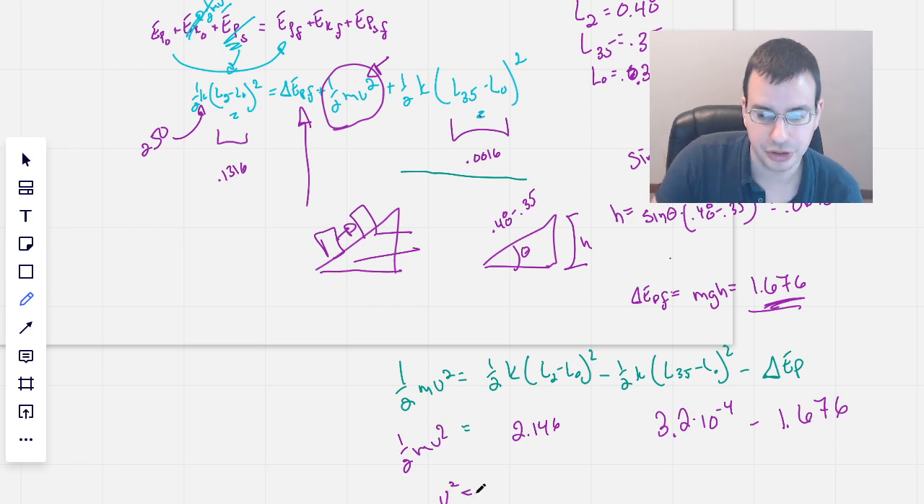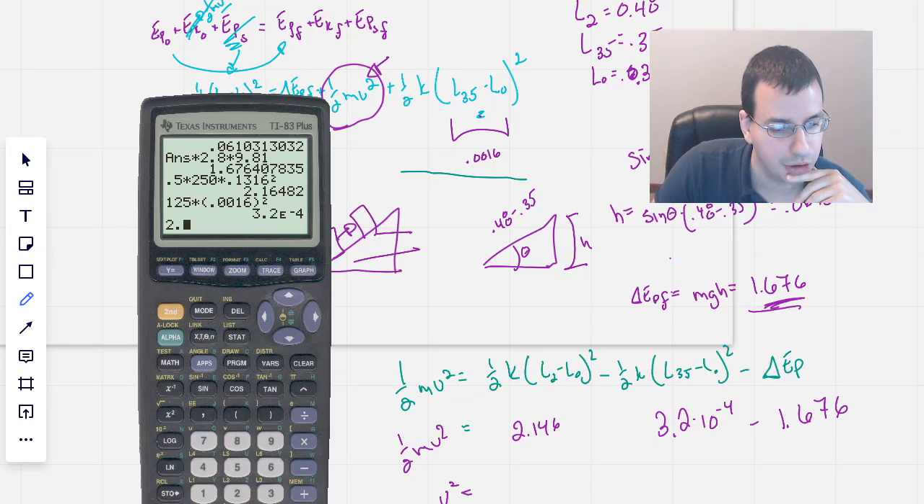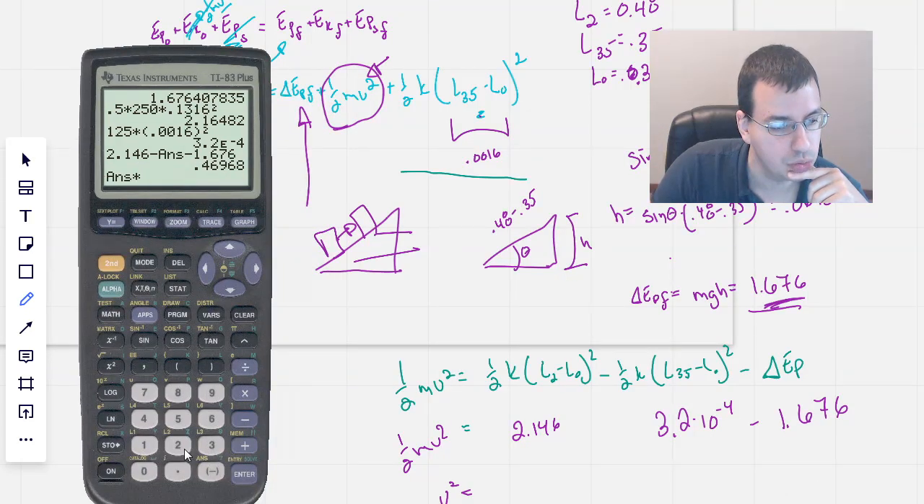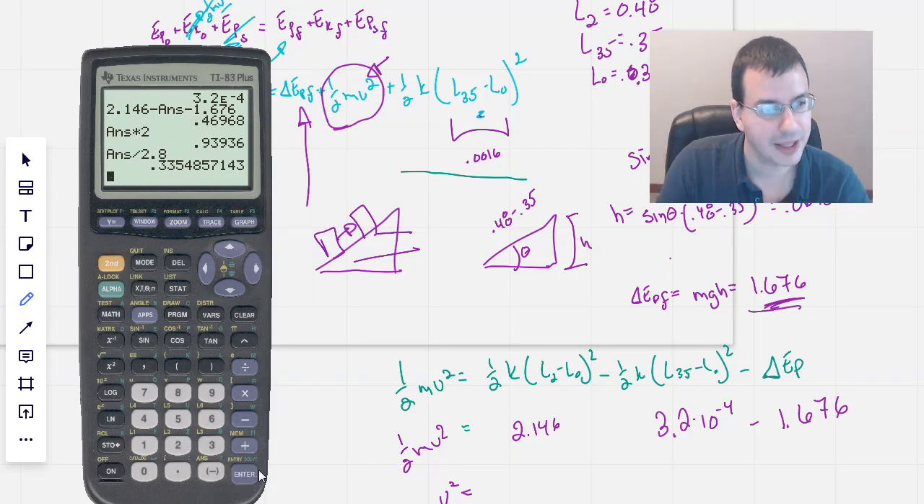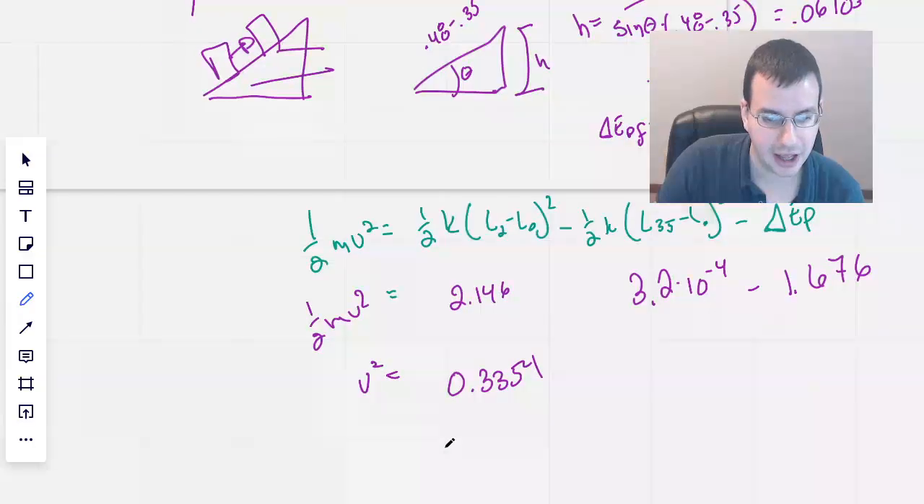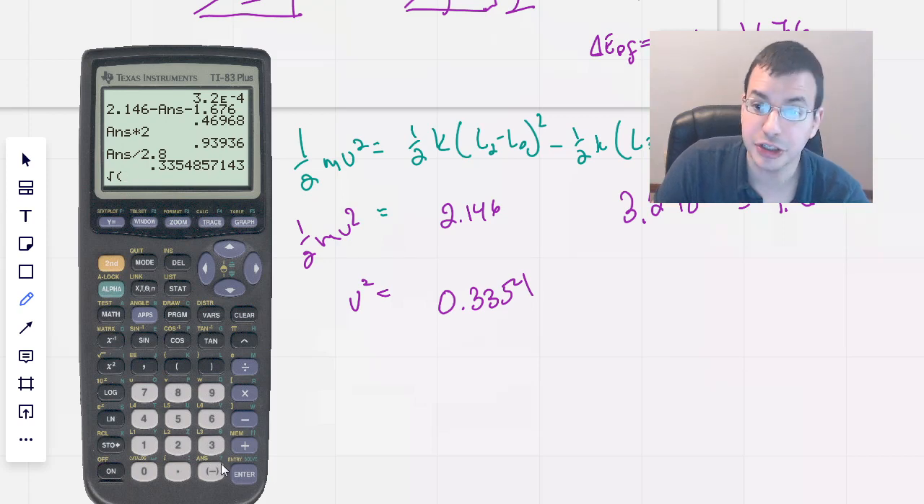V squared equals, at this point, I'm just going to ignore the 3.2 times 10 to the negative fourth. 2.146 minus 1.676. I know, it doesn't matter, that second part doesn't matter. Times 2 divided by 2.8, which is the mass. And so we get 0.3354. And now, the climactic finish, square root of the answer, this should give us our speed.